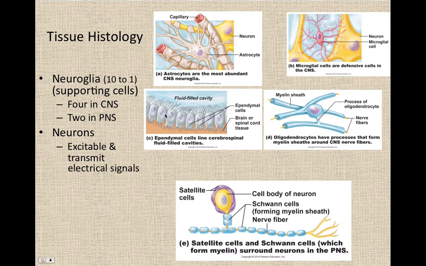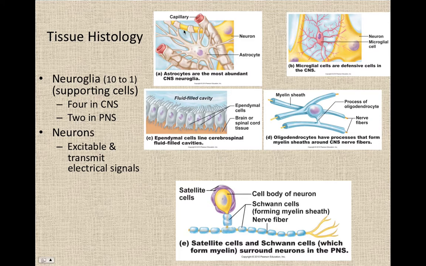Your ependymal cells are going to line your cerebrospinal fluid-filled cavities to make sure that you have proper cerebrospinal fluid in the brain and in the spinal cord, so that they have enough nourishment.